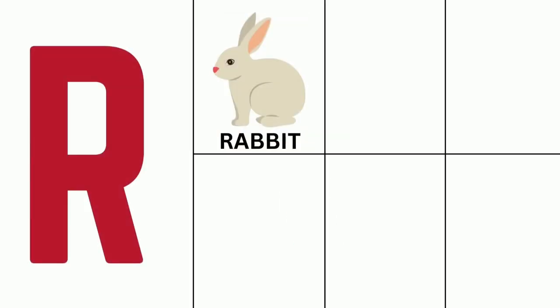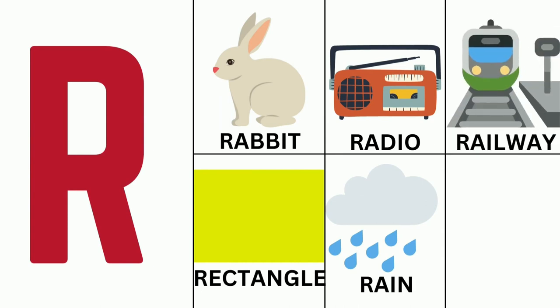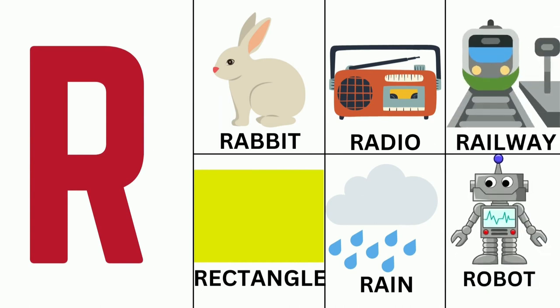R. Let's learn the word starts with R. R for rabbit, R for rectangle, R for radio, R for rain, R for railway, R for robot.